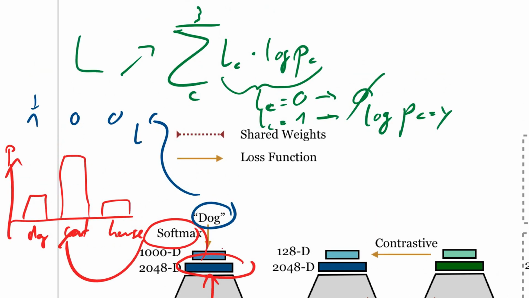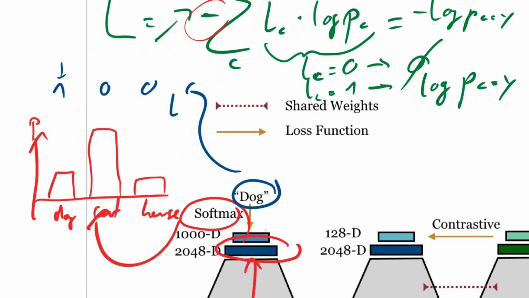So in order to make this a loss, you actually have to put a negative sign in front of here, because this entire thing reduces to the log probability of the correct class. This is what you want to maximize. Therefore, if you want to minimize something, you minimize the negative log probability of the correct class, which means you maximize the probability.